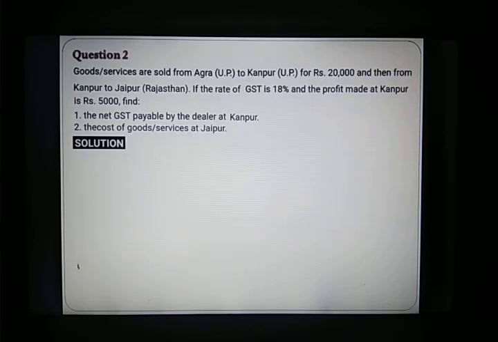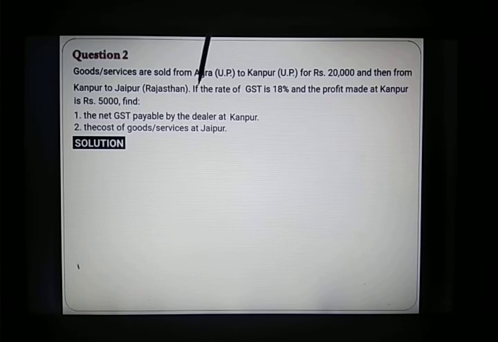Okay, now in the second question, it is said that goods or services are sold from Agra to Kanpur and both are lying in UP. So goods are sold from Agra for rupees this much. That means this will be the selling price for Agra, because from Agra it is sold at this much. Now from Kanpur to Jaipur, that means from UP to Rajasthan. So this is also like the earlier case. First is intra and next is inter.